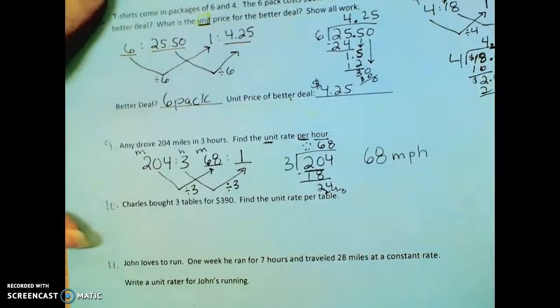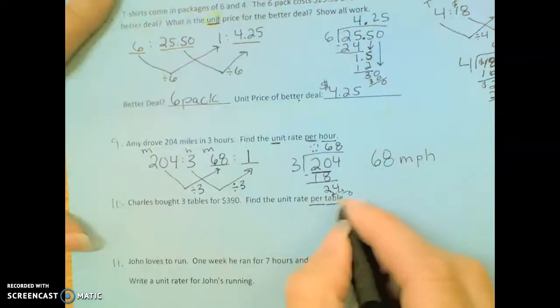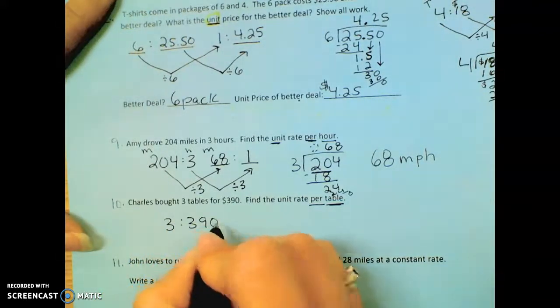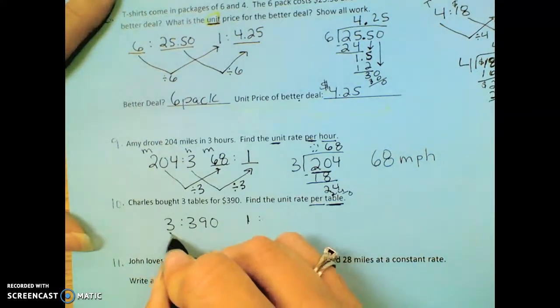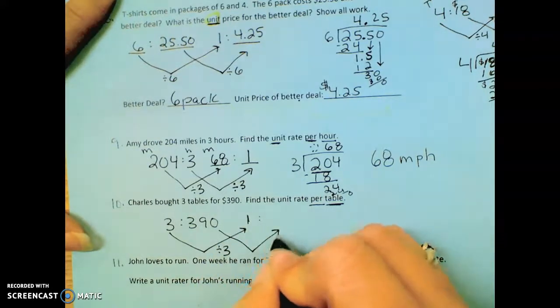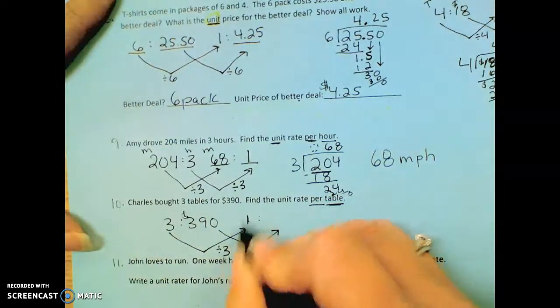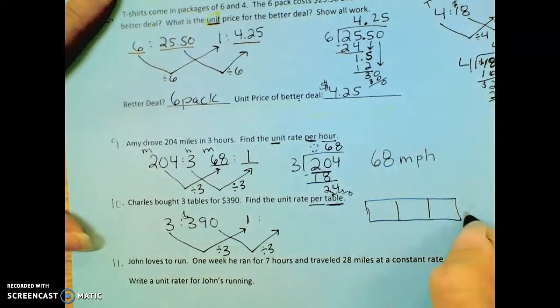Next we have Charles, who bought 3 tables for $390. Find the unit rate per table. So 3 tables at $390, but I only want the price of 1 table. So if I take these 3 tables and divide them into groups of 3, and then I take this $390 and divide it into groups of 3, so it's the money per table. Again, we could draw a picture of that. Here's my 3 tables. Together, they equal $390. How much is each table?